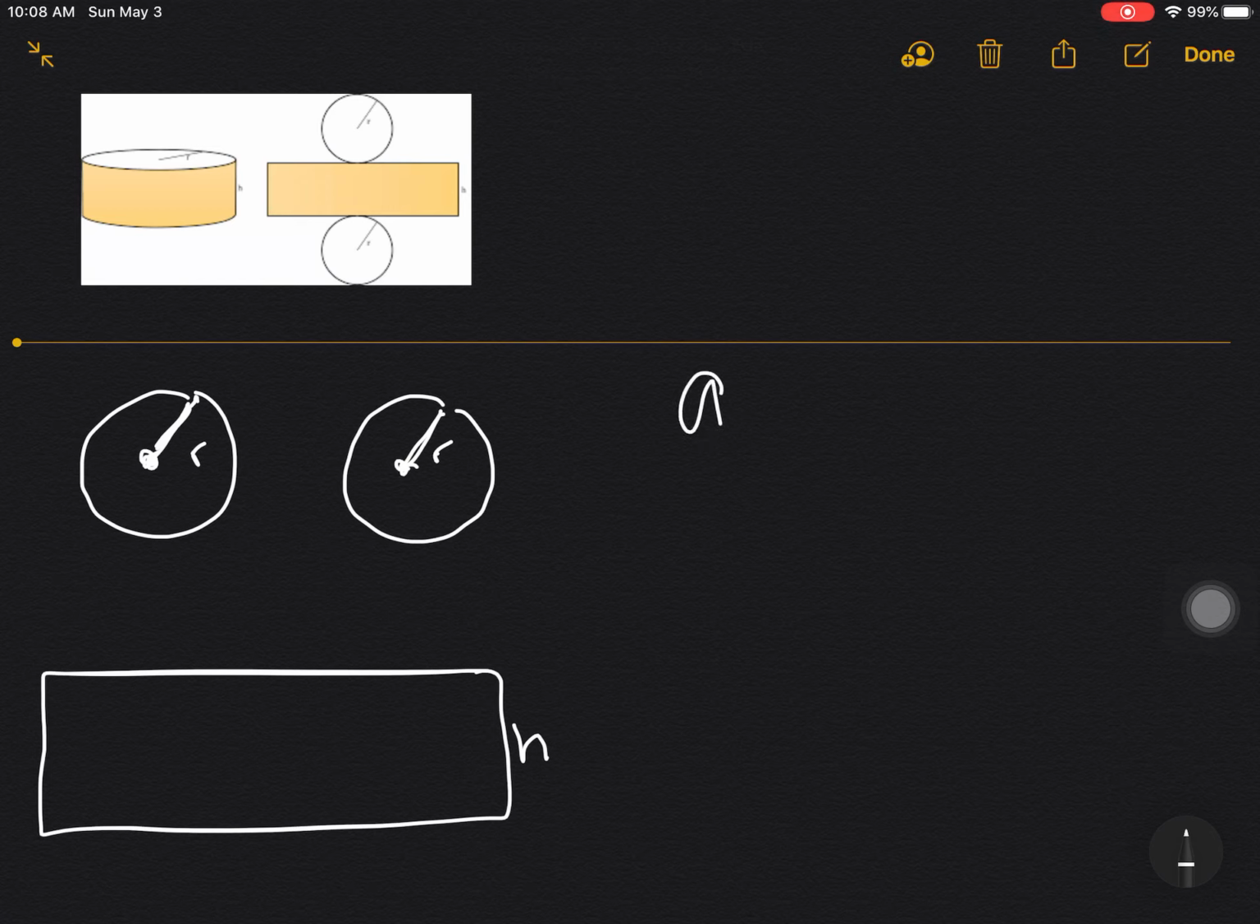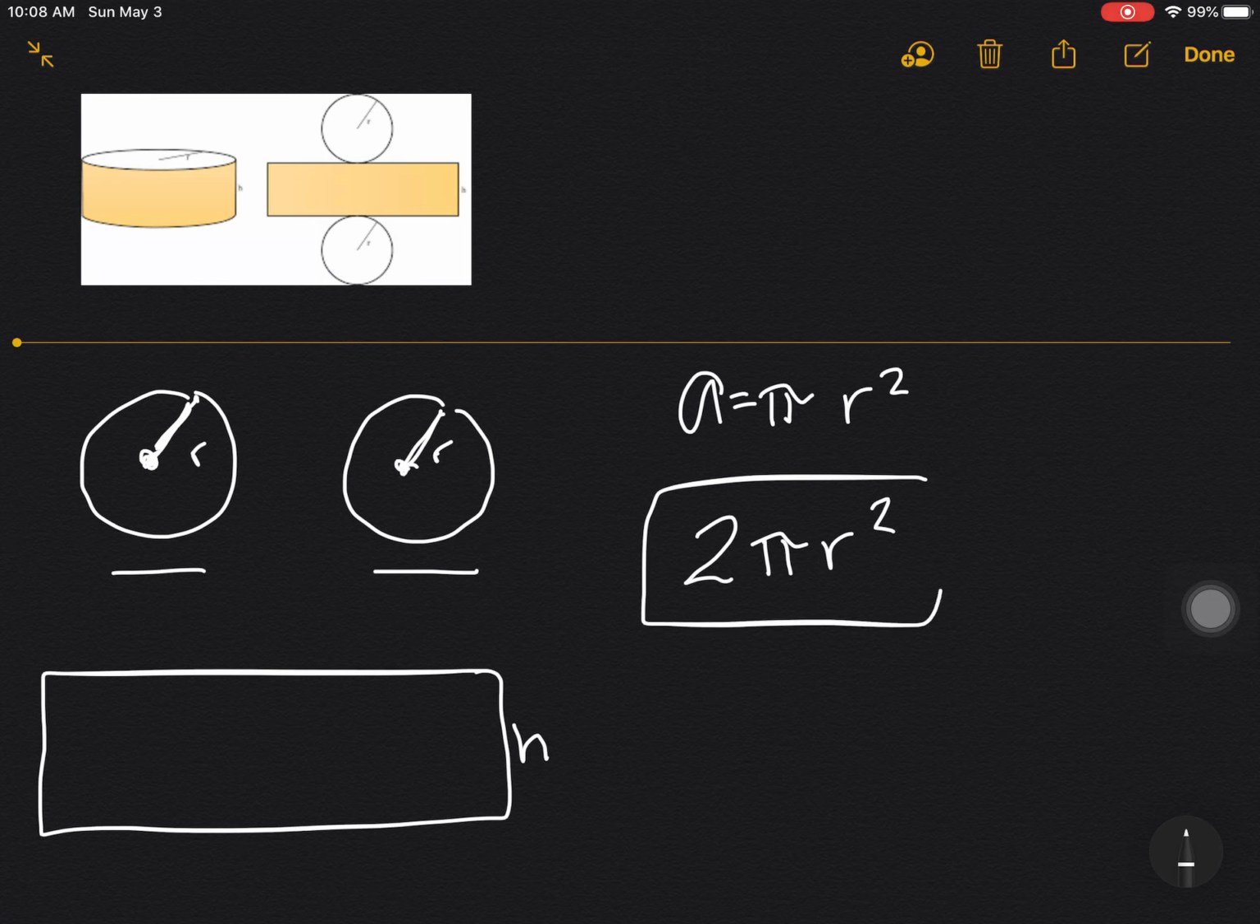We know that the area of a circle is pi r squared. So when we're looking at the area of two circles, this first portion of our formula is going to be very, very simple. When we're looking at the area of two circles, we would just say, well, now we've got 2 pi r squared, because we know that this top and bottom of the cylinder are going to be the same size. So our first part of our formula is going to be 2 pi r squared.